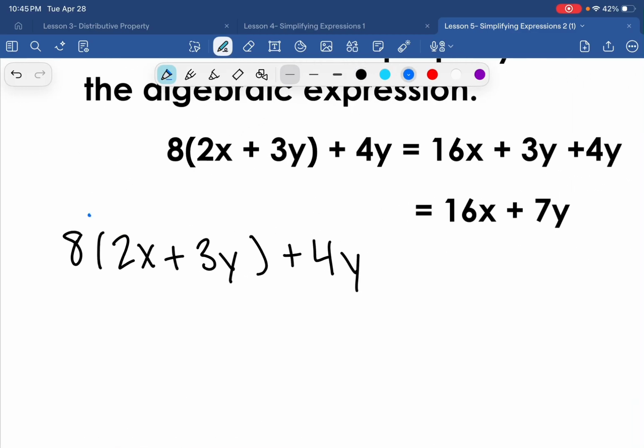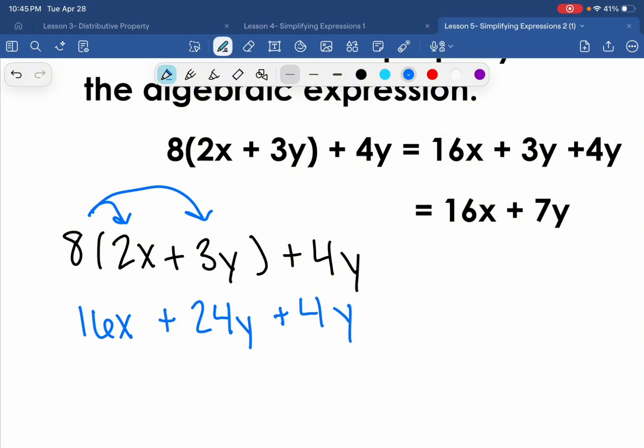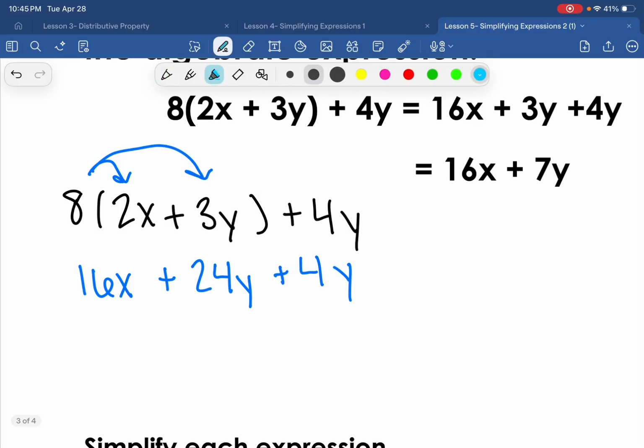So we need to distribute 8 to all the terms inside. So 8 times 2x is 16x. Operation stays the same. 8 times 3y is 24y. And I bring down my 4y. Okay, well now I can see that 24y and 4y are like terms. So I'm going to add them together. So now I have 16x plus 28y.